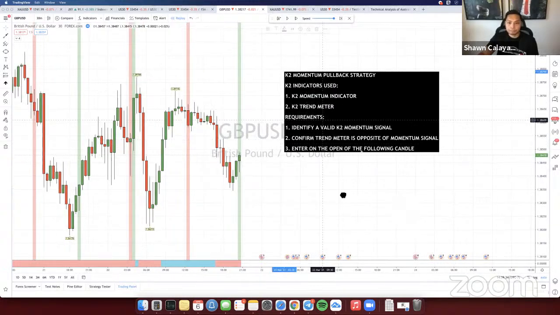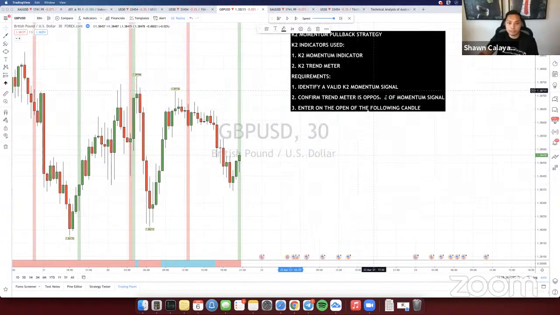Okay, so right here, first requirement is identify a valid K2 momentum signal. So right here, we have a valid buy signal, right? So this is indicating that momentum is swinging up. However, if you look at the trend meter down here, the trend is down.